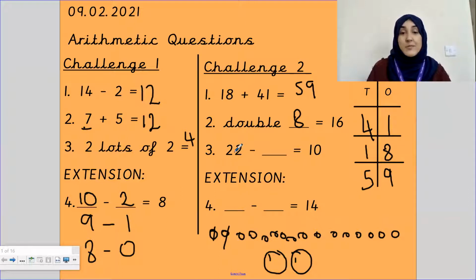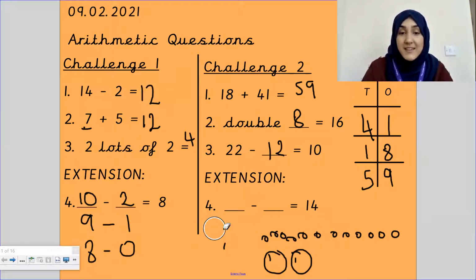Okay, next one, we've got 22, take away something equals 10. Now, remember, there are 2 ways to do this. I could start from 10 and I could count forwards all the way up to 22, or I could just take 10 away from 22. Which one shall I do? I think I'll do take away because that's slightly easier. So I'm going to put 10 underneath here. So 2 take away 0 equals 0. 2 take away 1 equals 1. So 22 take away 12 equals 10.